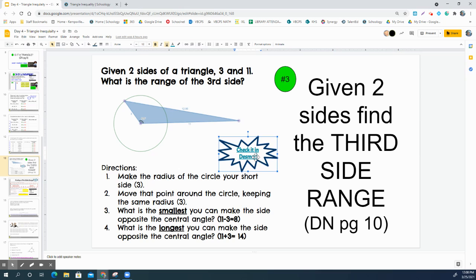Come on, I know there's a Desmos link in here somewhere. There we go. Open Sesame.